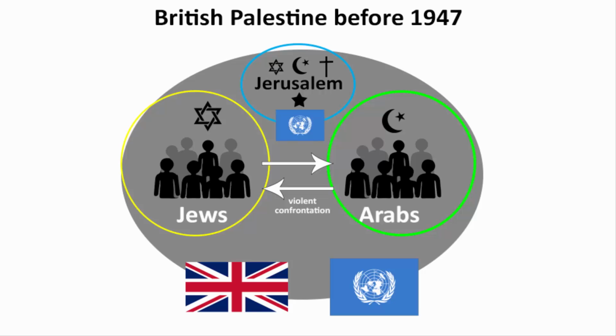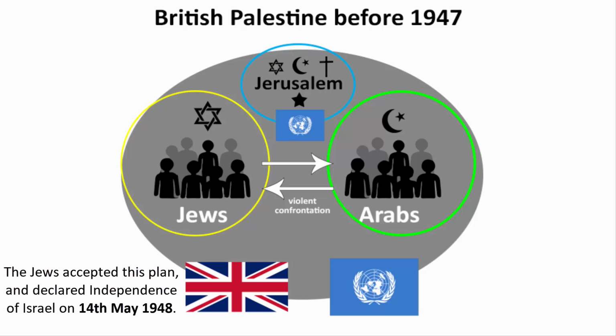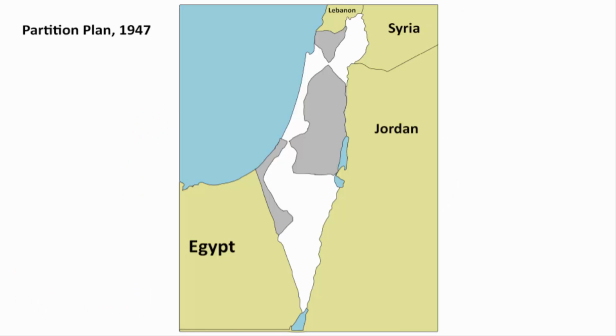The Jews accepted this plan and declared independence of Israel on 14th May 1948. However, the Arabs were against it. They saw the United Nations partitioning of Palestine as an attempt to spread Western countries' influence in the Middle East. That means till 1948, when the United Nations partitioned Palestine and gave a separate state to the Israelis, the map of Israel looked like this.